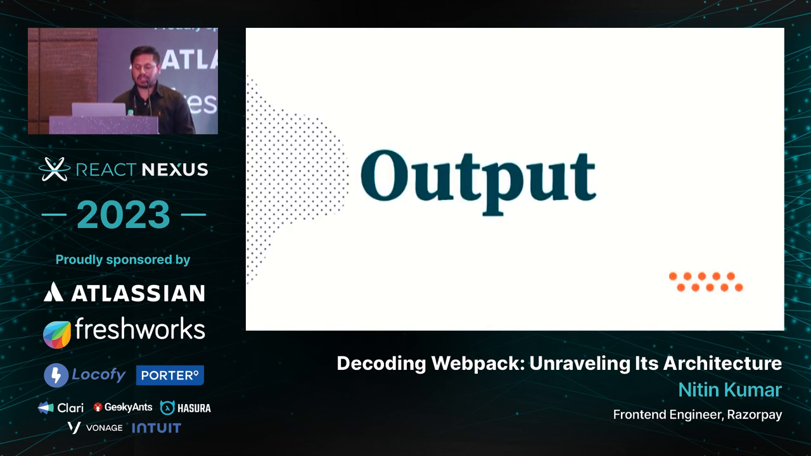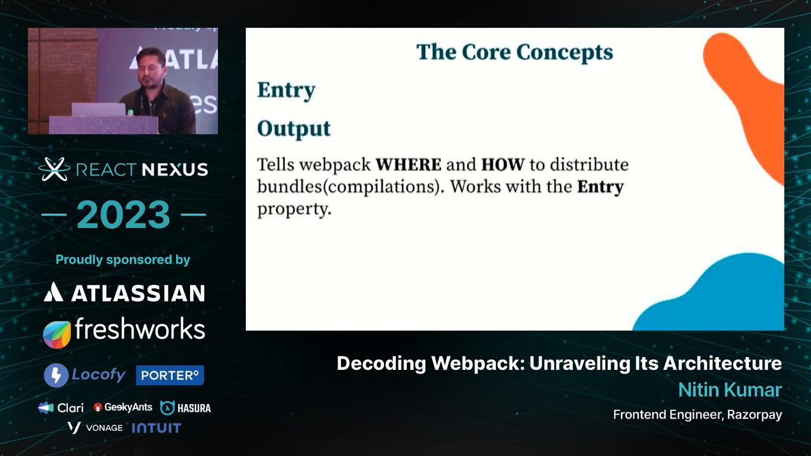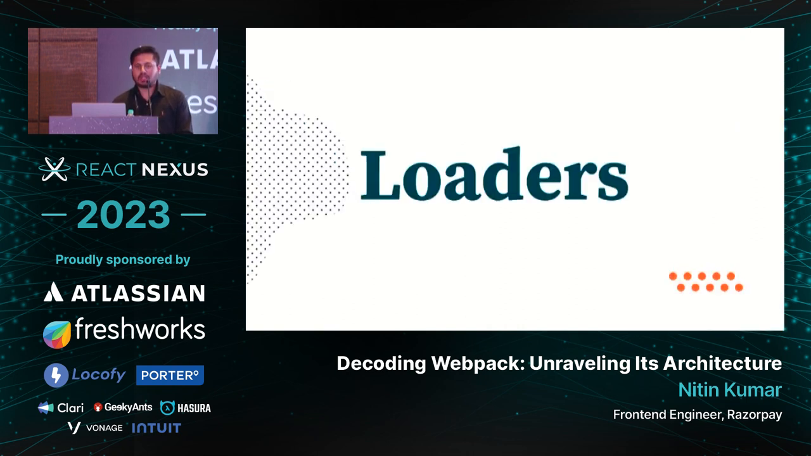So the next property is output. We define output in the Webpack configuration. Output manages where to create the generated bundle and what the file name should be. You can also define other things like whether the output should be ES module output or ES5 output. So this will create a bundle.js file in this folder. So output tells Webpack where and how to distribute the bundles, and it works with the entry property. The next core concept is loaders.